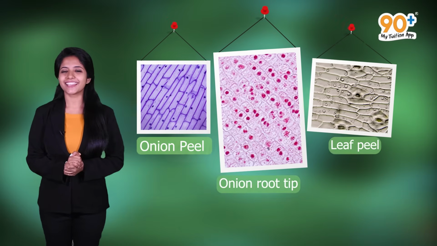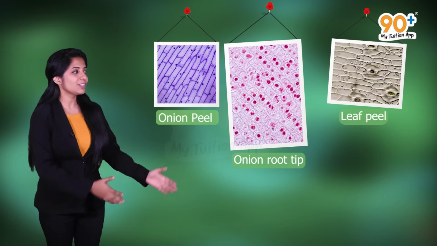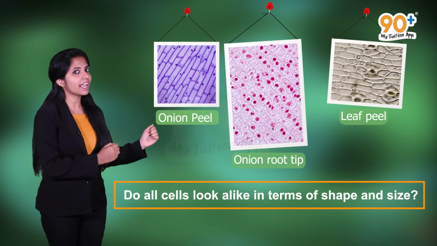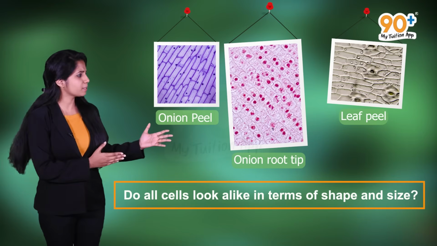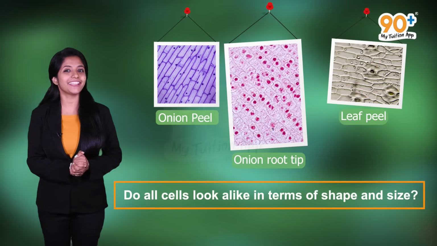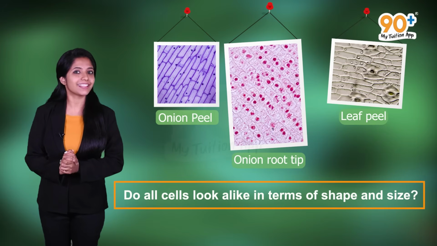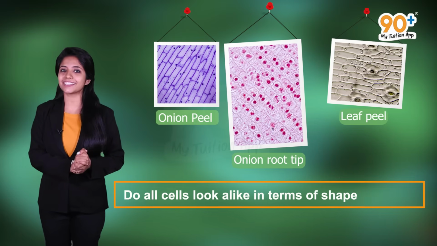Fine. And here comes my first question, that is, do you think that the cells look alike in terms of shape and size? Well, look at this picture and tell me, do they look alike? No, right? They don't look alike. That is, all the different types of cells have different shapes and sizes.